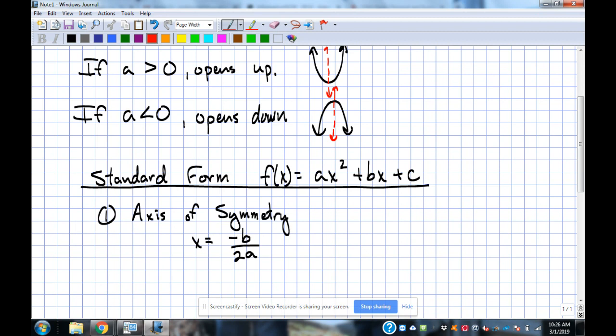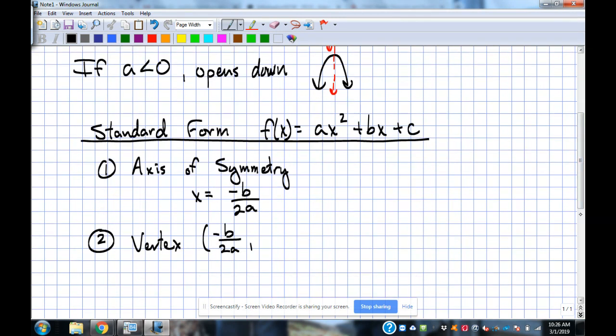When we do this, it also ends up giving us part of the second thing we look for, and that's called the vertex. The vertex is an ordered pair. The x value of the vertex is the same thing that we got when we did the axis of symmetry, negative b over 2a. It's the same number. The y value of the vertex is taking that number and plugging it in and working it out. We're going to get a y value out of that.